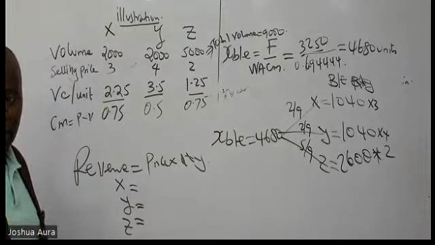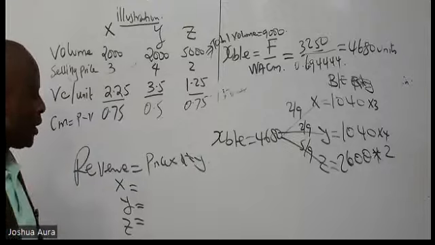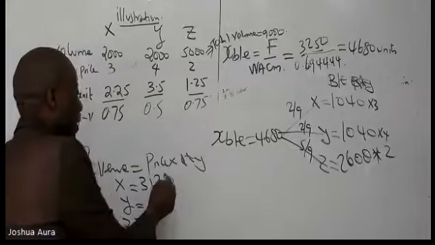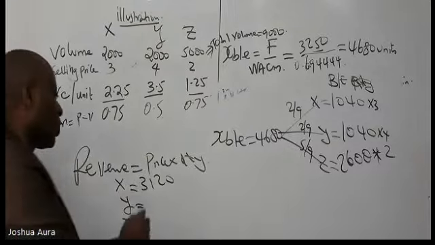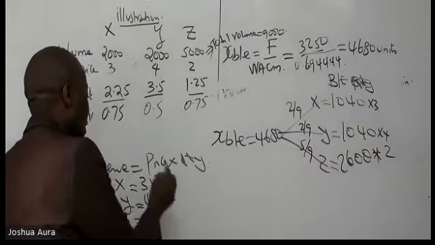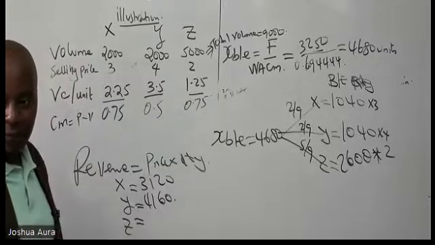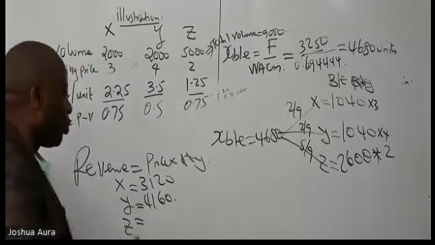So revenue over X, 3120. Thank you, Susan. That's the revenue of X. From there, we go to Y. So Y, what do we have? 4160. From there, we go to Z, which is 5200.